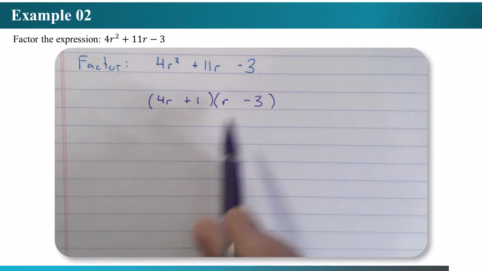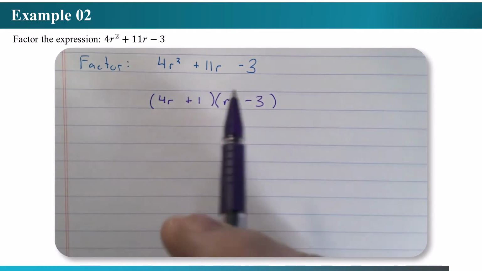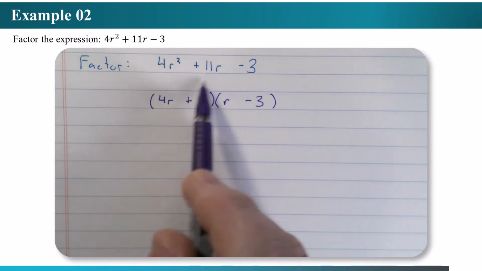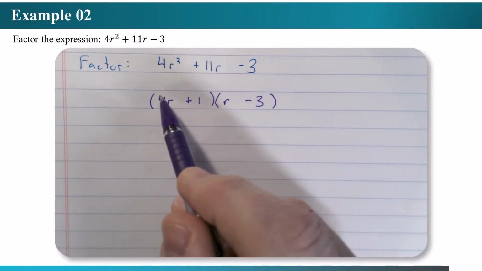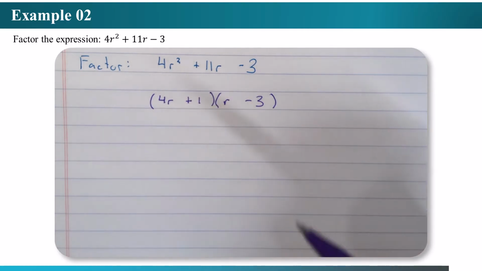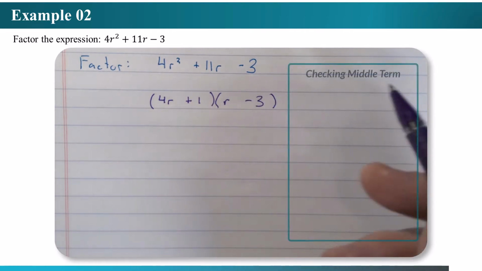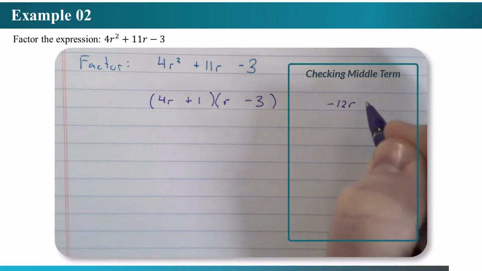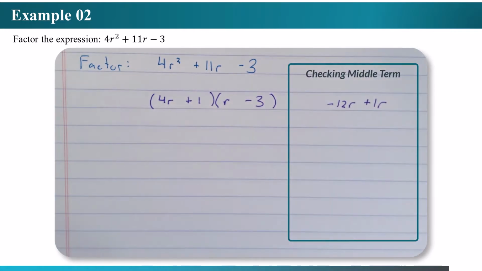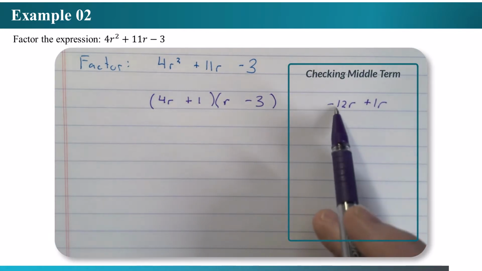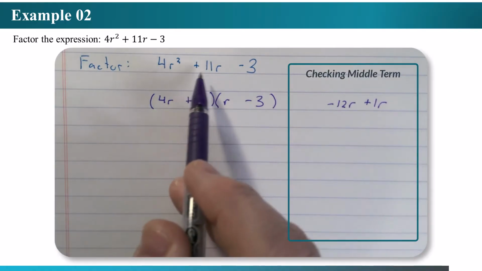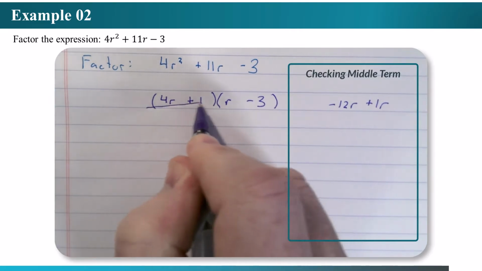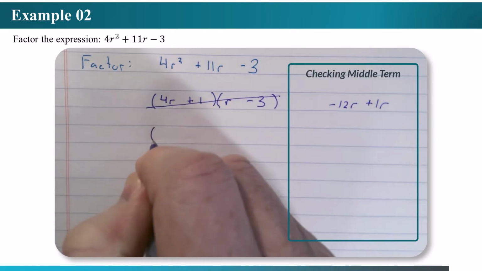And we want to know, have we factored this thing correctly? Well, if we did, then when we multiply this out, we would end up with our middle term, which is 11r. That comes from multiplying the outer and the inner terms. The outer ones give me a negative 12r, and the inner one gives me a positive 1r. Negative 12r and positive 1r does not add up to a positive 11r. So it looks like I haven't done this one correctly. So we give it another try.